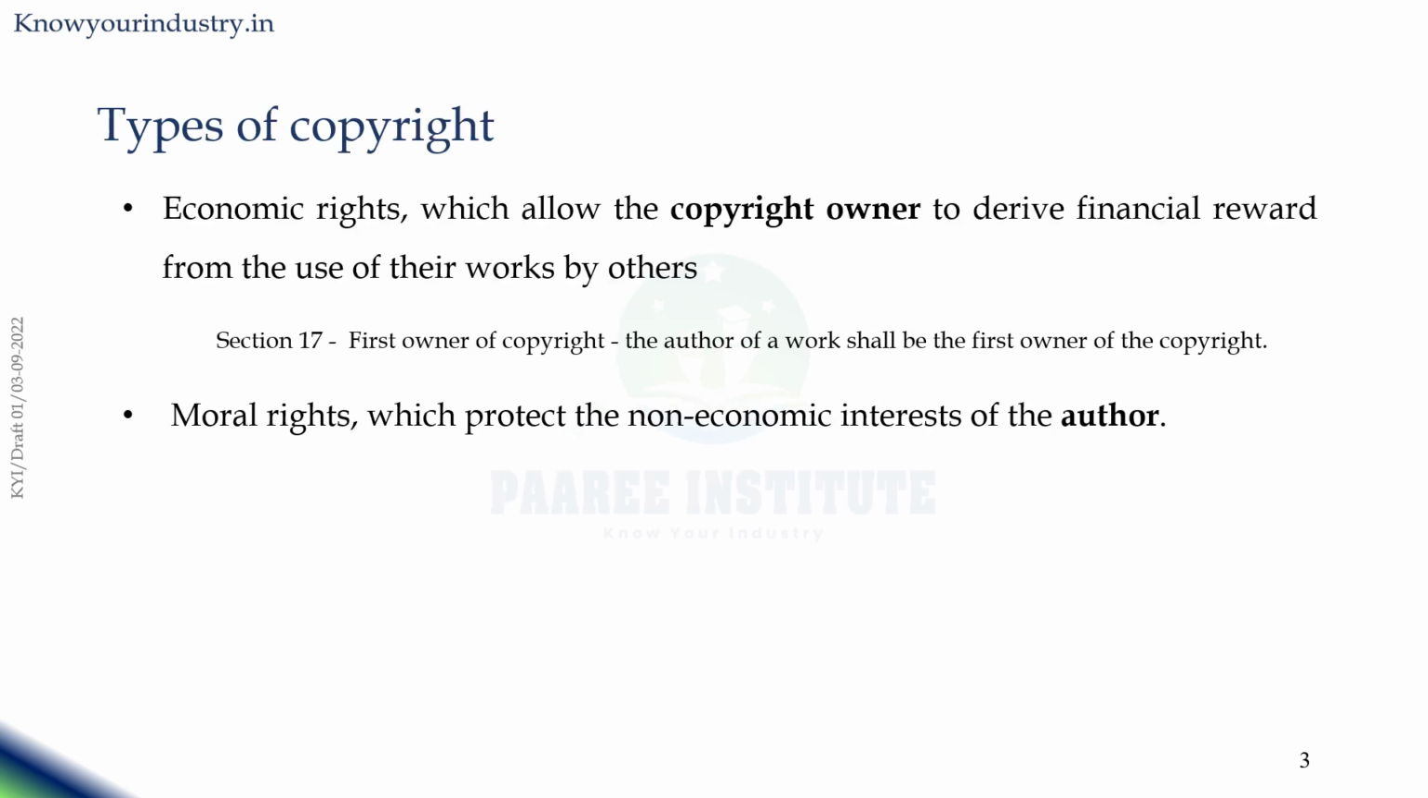There are two types of copyright. The first one is the economic right. Another one is the moral right. Economic rights allow the copyright owner to derive financial reward from the use of their works by others. When other people use their creative works, the copyright owner will get some financial reward. That is nothing but economic rights. Moral rights protect the non-economic interest of the author. Here we are using two terms, owner and author. That is the difference between ownership of the copyright and the authorship of the copyright.